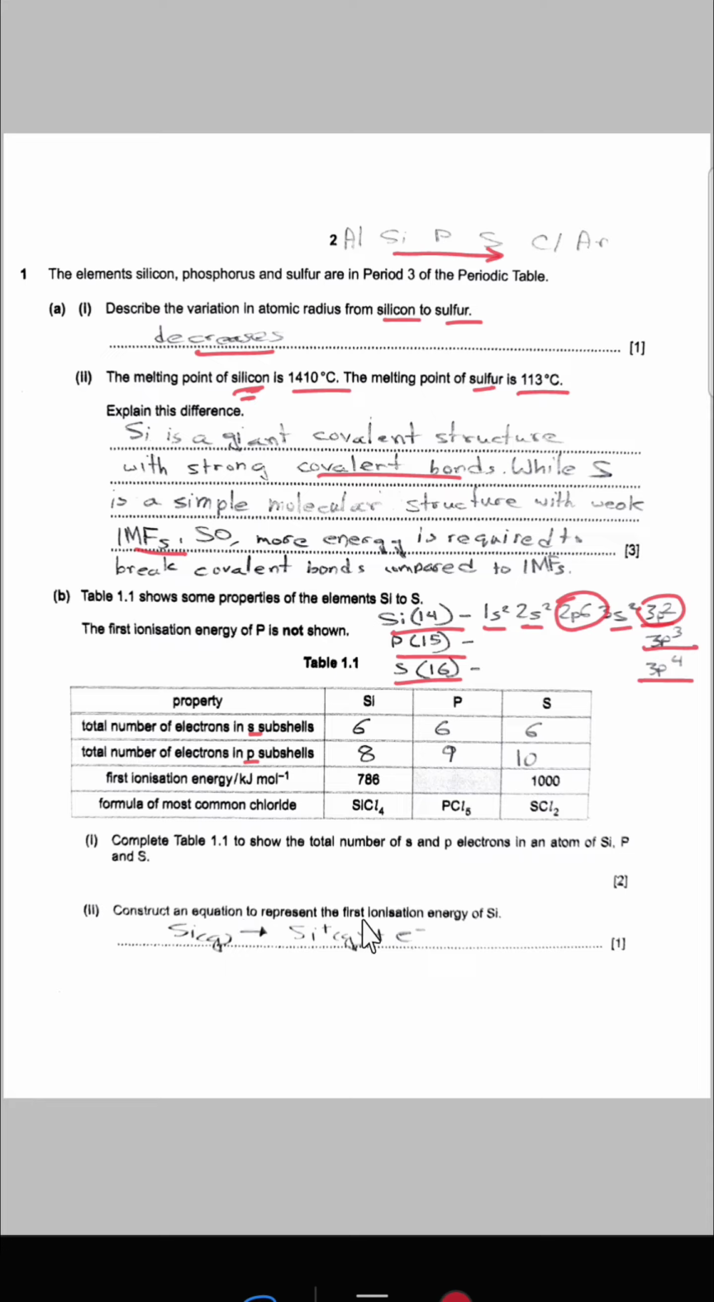Consider an equation to represent the first ionization energy for silicon. Whenever we write the first ionization energy, we have to state the elements in the gaseous state. Silicon in the gaseous state is converted to a silicon plus ion and one electron is removed.